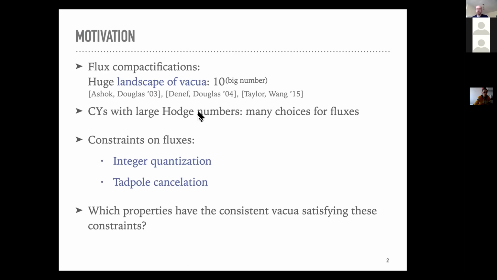However, these fluxes are not completely arbitrary. They have to satisfy certain constraints, namely, or most importantly, they have to be integer quantized, and they can also not be arbitrarily large. Their size is constrained by so-called tadpole cancellation conditions. And these two constraints together put rather stringent constraints onto which fluxes are admissible. And therefore, it's a very natural question to ask, which are the physical properties of the consistent vacua which satisfy all these constraints? Do they have physically desirable properties?